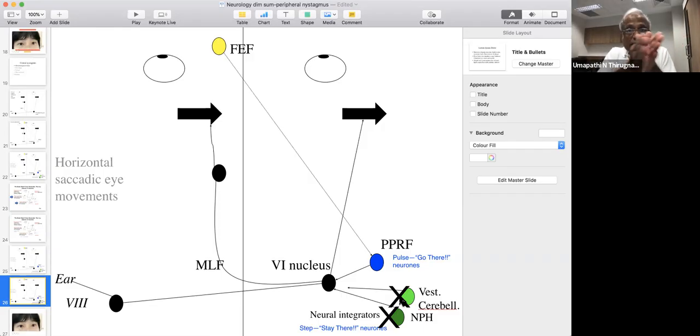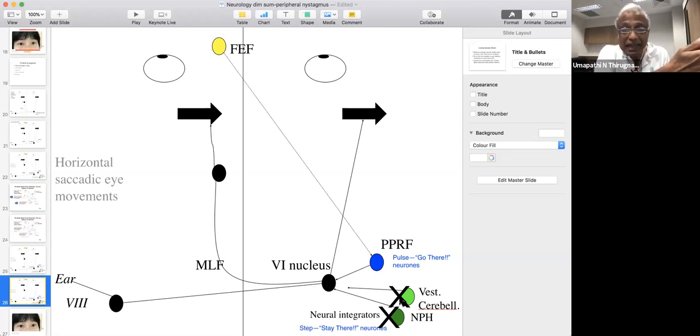Slowly starts drifting towards the center. And then I'm thinking, oh my God, I wanted to look at the wall. Why am I still looking at the computer screen? Let me do another signal. So my frontal eye field sends another signal to the PPRF, and the PPRF pushes the 6 nucleus, and therefore the eyes will go back to the position again.